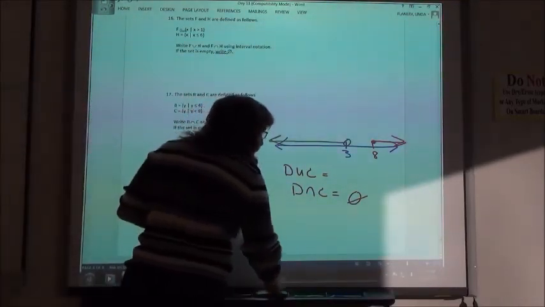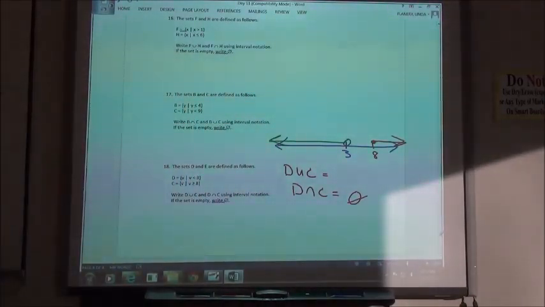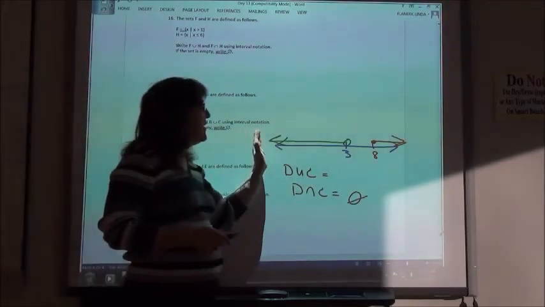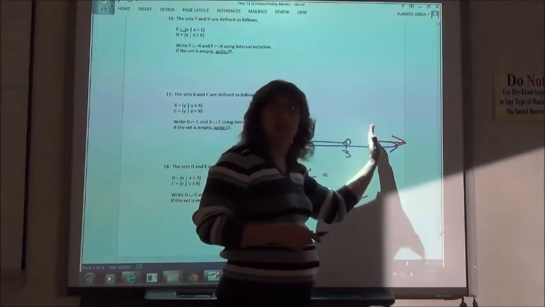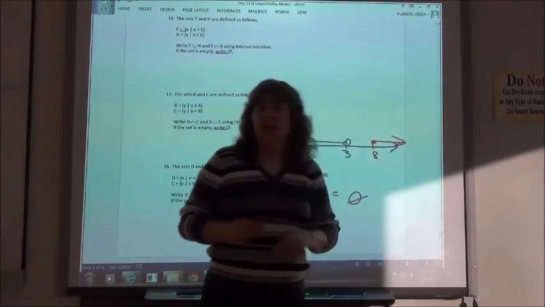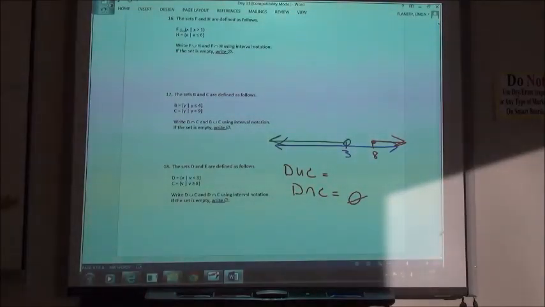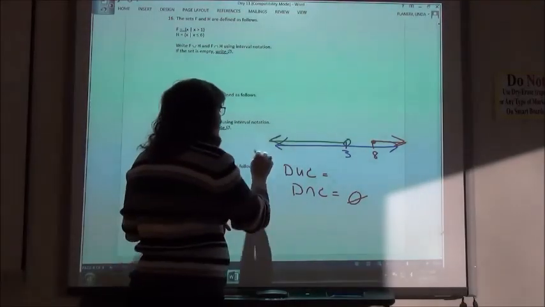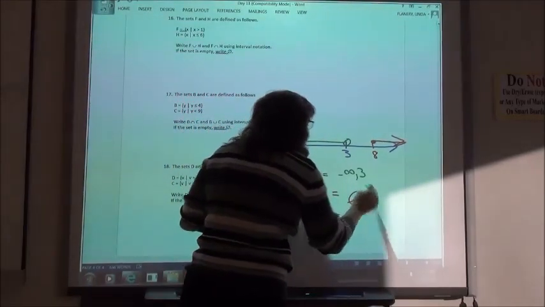The union of my sets. I want to list all the things in both of my sets. Well, because there's a space in the middle, I have a set that goes from here to here, and then I have a second set that starts at 8 and goes to the other end. So I'm going to have two parts to my answer. Two parts of my graph got shaded. The first section went from negative infinity to 3, right?